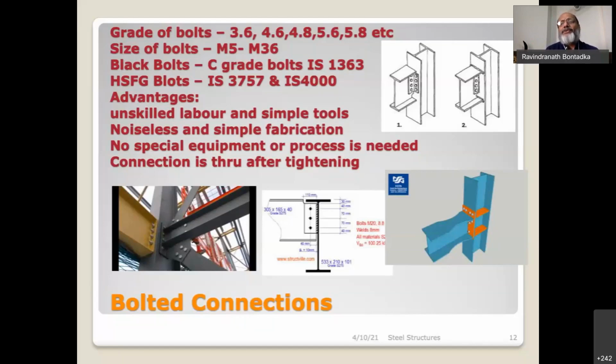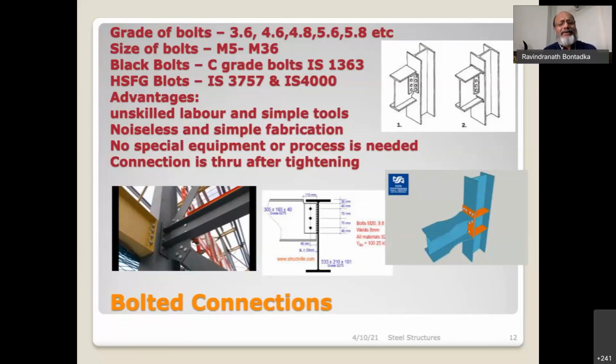HSFG stands for high strength friction grip bolts. They are used in the automobile industry, and even in our construction industry we use HSFG bolts for very important joints, or many times some of the clients would require the HSFG bolts to be used for that.